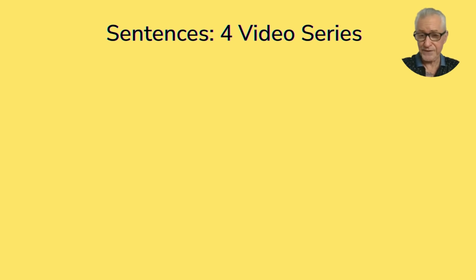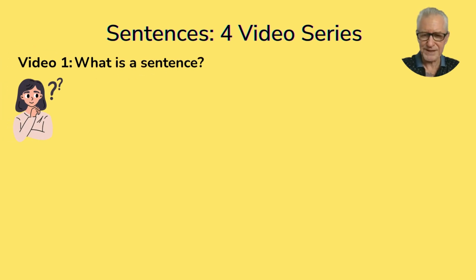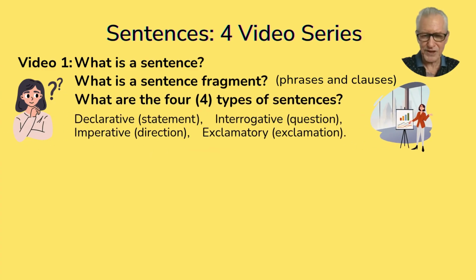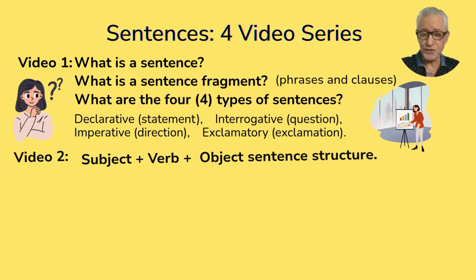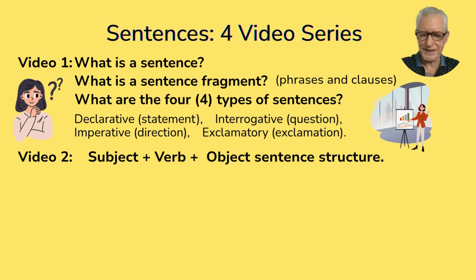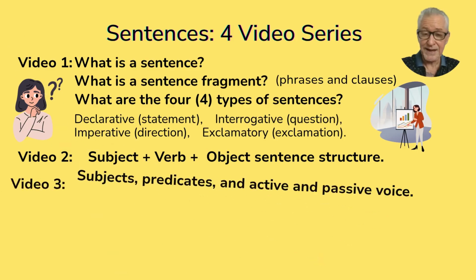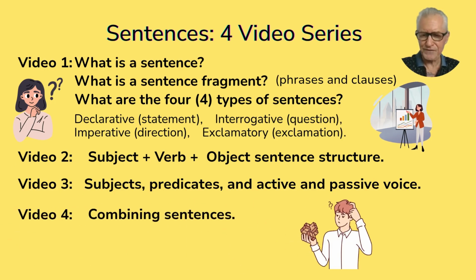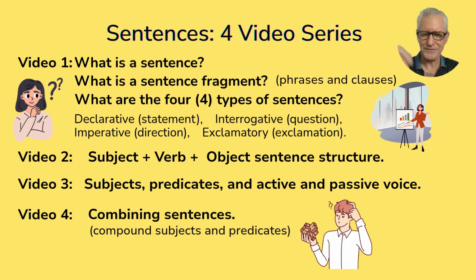English language. Video 1, we're going to look at what is a sentence, what is a sentence fragment, phrases and clauses, what are the 4 types of sentences. Then in video 2, we'll look at subject, verb, object, sentence structure, along with variations of that, such as sentences without an object and single word sentences. And then in video 3, we'll look at subjects and predicates, along with active and passive voice. And then video 4, we'll look at combining sentences and the topic of compound subjects and predicates. Let's get into video 1.